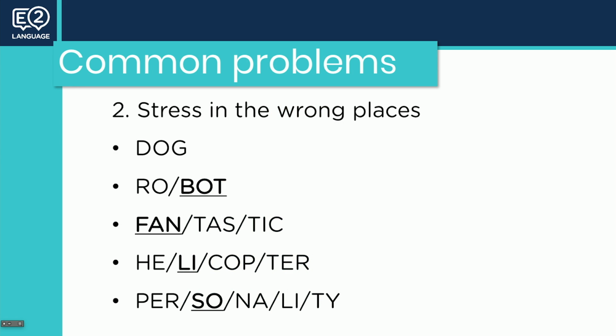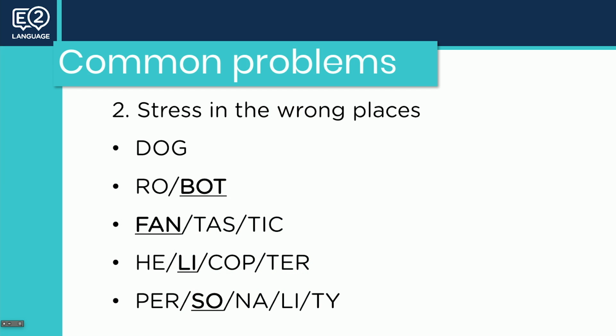Next problem is stress in the wrong place, like robot. Bill Gates developed a new robot. A what? Oh, you mean a robot, not a robot. What about fantastic? Fantastic. Oh, that's fantastic. That sounds really weird. What about helicopter? Look, there's a helicopter. That sounds strange as well.